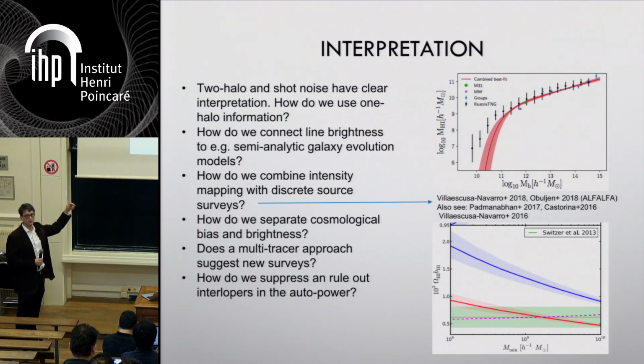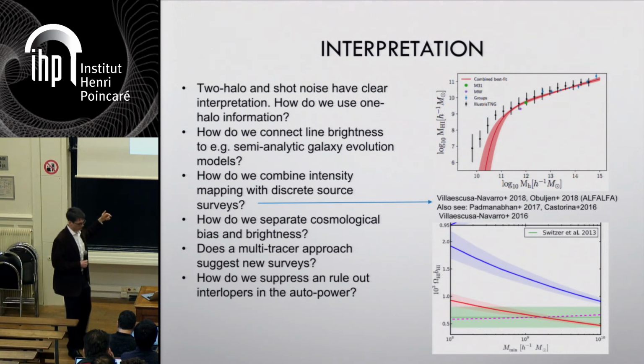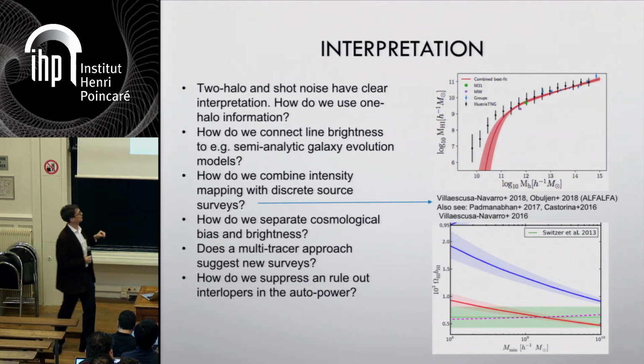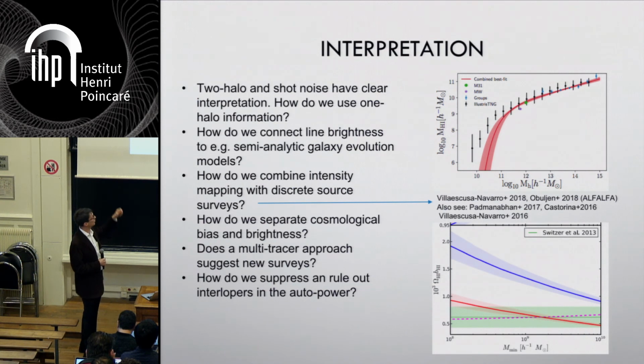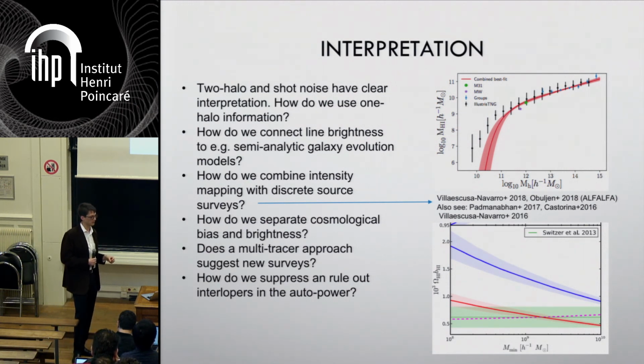The next is how we connect intensity mapping studies of line brightness with other studies of galaxy evolution and things like semi-analytic models for galaxies. And related to that is how we connect intensity mapping to studies of discrete sources. And there's been quite a bit of nice work done on this already that I cite here on the right. And this combines intensity maps with Lyman alpha studies and discrete HI emission in observations like ALFALFA.